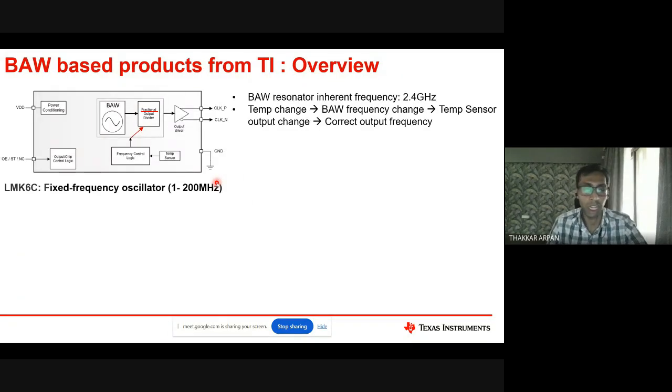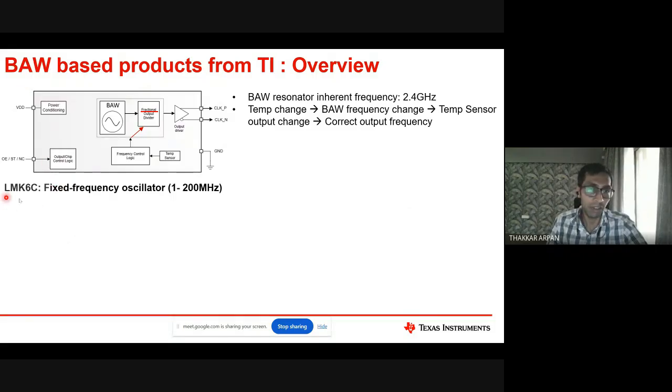Okay, so let's talk about a few BAWs. Now crystal oscillators, I told you, right? XO, TCXO, OCXO. Basically, what I'm trying to say is it is going to vary across temperature, and there has to be some way to compensate it. BAW is no different. It is also going to vary across temperature, so you need a way to fix it.